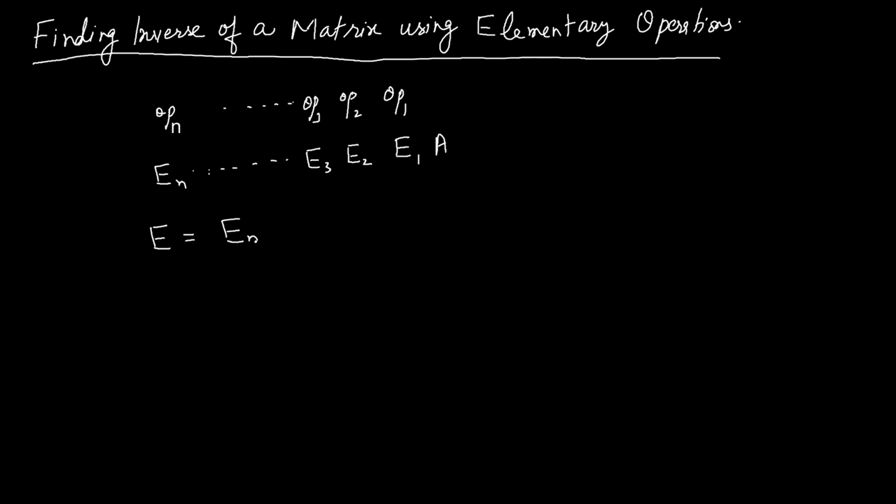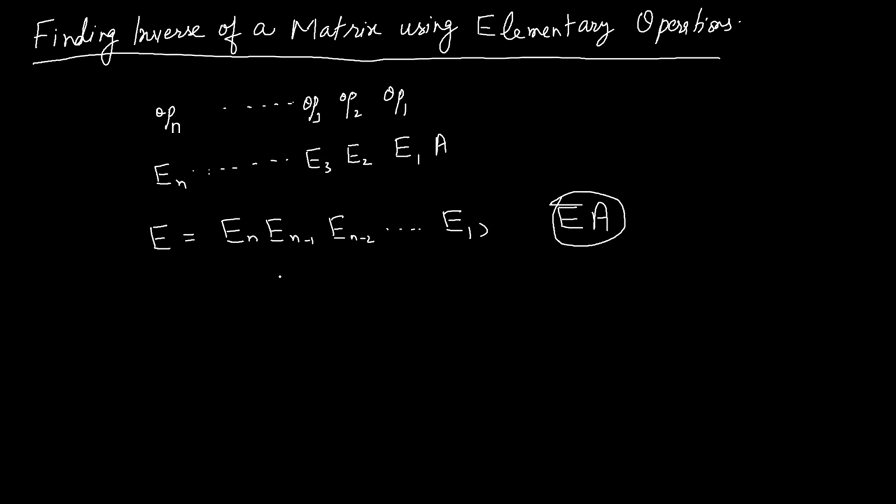Because matrix multiplication is associative, the same effect of all the k elementary operations on A can be achieved by first multiplying all the elementary matrices together and then multiplying E with A. After E is multiplied to A, we obtain another matrix, which will be as if we have performed these k elementary operations on A sequentially. This is an important result.